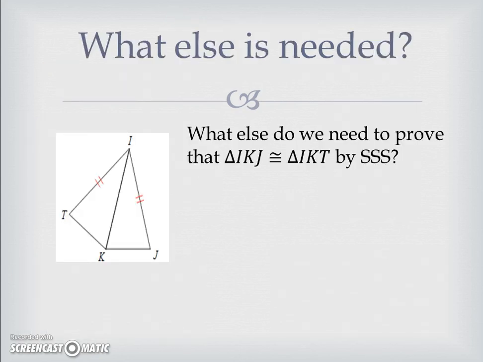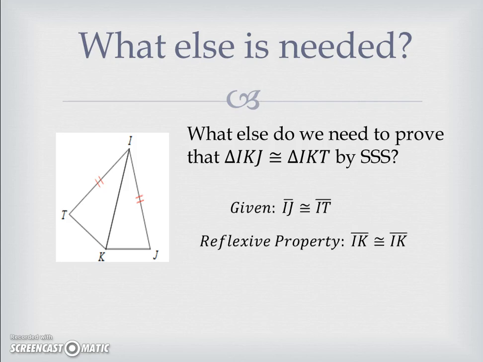A couple of questions ask you what else is needed. First thing you need to know is what we actually have. We have a pair of sides, which is IT and IJ. Then we have a reflexive side, and we can go ahead and mark that as IK is congruent to itself. So the question, what do we actually need? Well, we need another pair of sides. So in this question, we need TK is congruent to JK. And that is our final answer. That bottom one is our only answer. The other two just help us to get there.